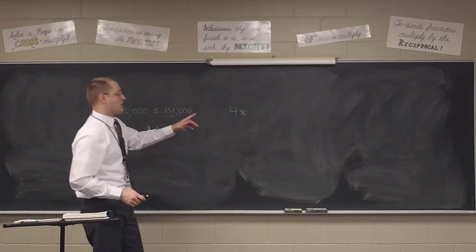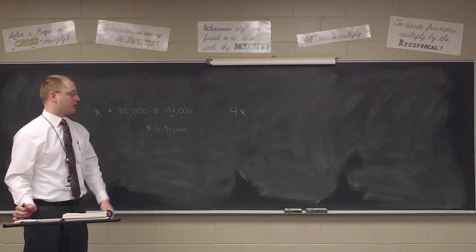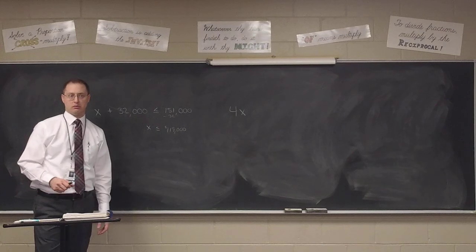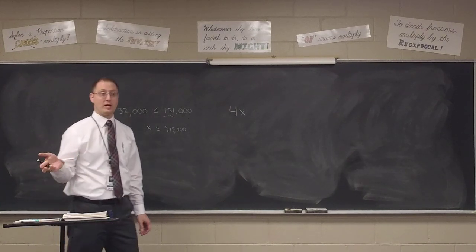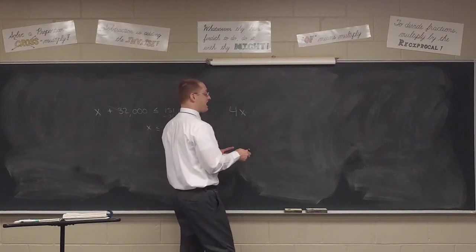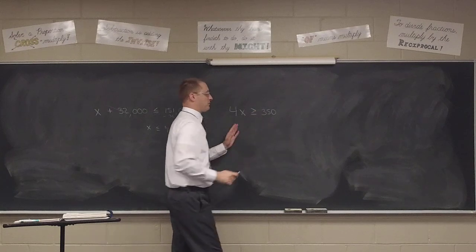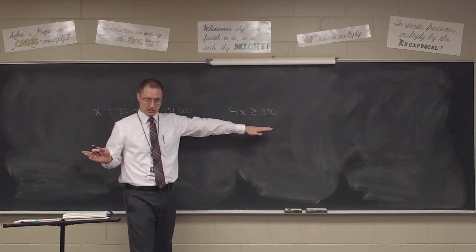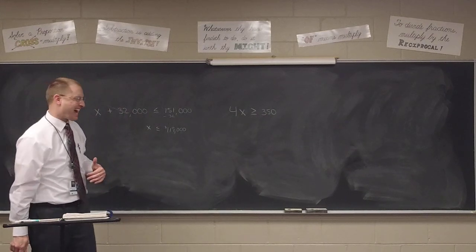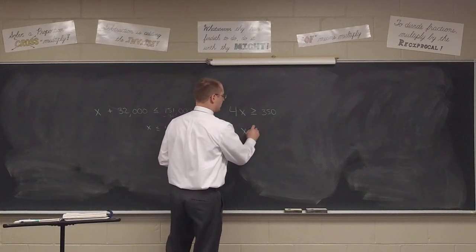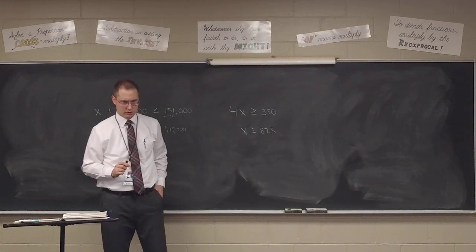And they need the money from the dinners to be at least $350. Well, what does at least mean, class? Greater than or equal to. More than 350 is great. This needs to be greater than 350 or equal to 350. At least $350. Make sense? And of course, you see in the book there, they divide away the 4, they get 87.5. They have to sell at least 87.5 dinners.